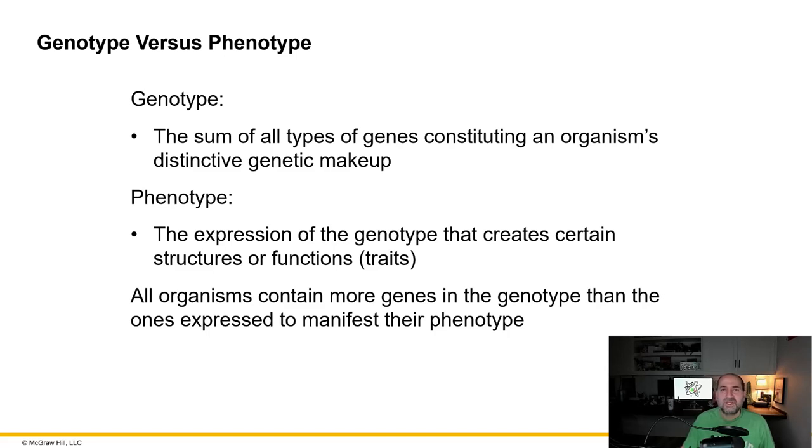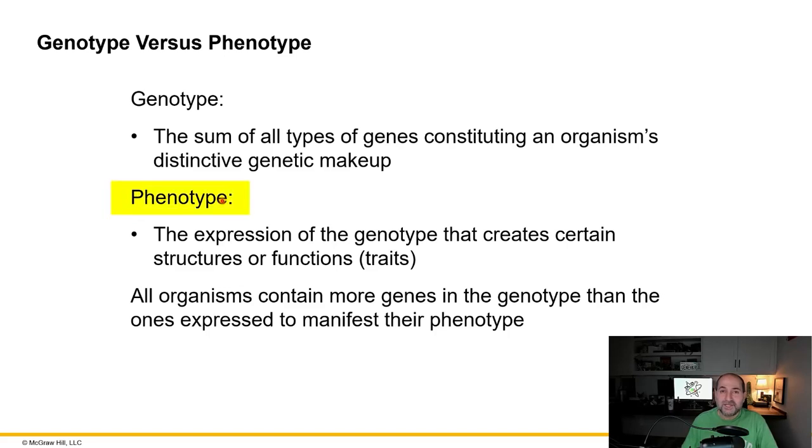So for instance, my genotype might be brown eye color, and I inherited one of those alleles from each parent. So my genotype would be brown. However, your genotype might be brown-blue. You may have inherited a brown eye color allele from your mom and a blue eye color allele from your dad. So your genotype might be different from my genotype.